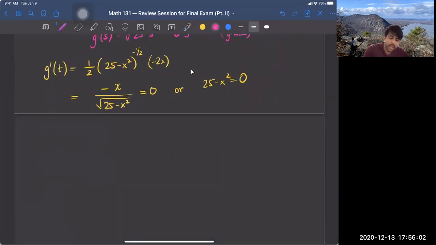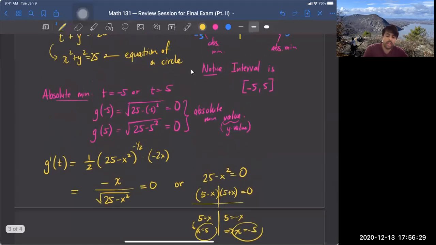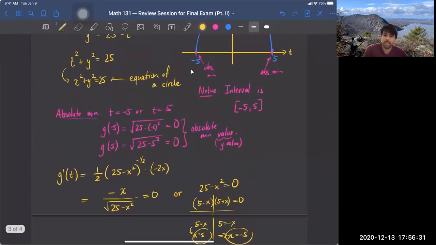In order for this to equal 0, this is a difference of perfect squares: 5 minus x times 5 plus x equals 0, which indicates that 5 equals x, or x equals 5, and that 5 equals -x, or in other words, x is equal to -5. Didn't we already know that this was going to happen?